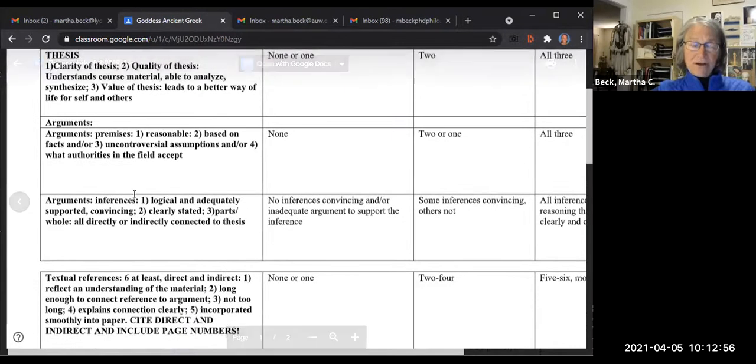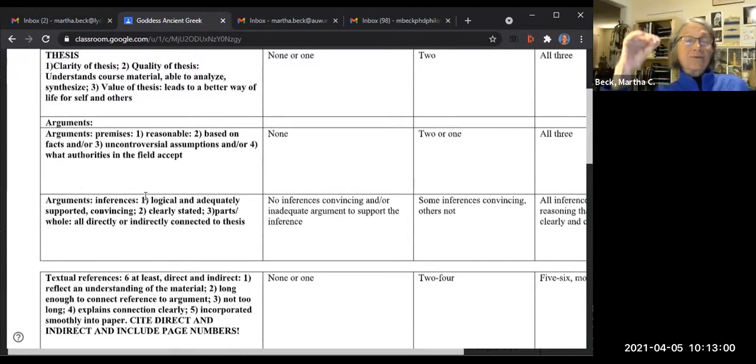Now, the arguments, right? You're going to argue for something, you're going to defend a conclusion, and you have to have premises, okay? So the first paper is about women in psychology, okay?